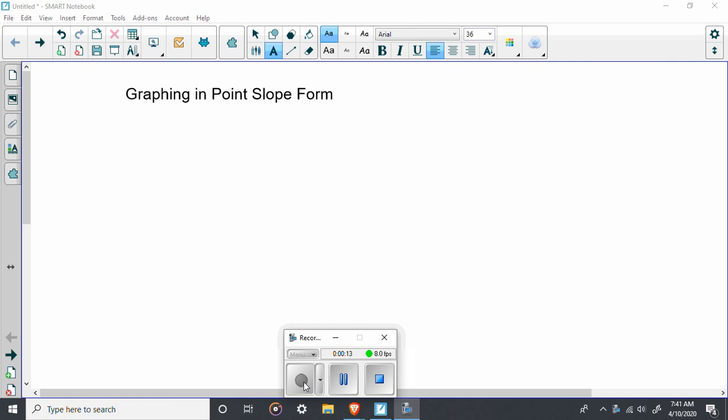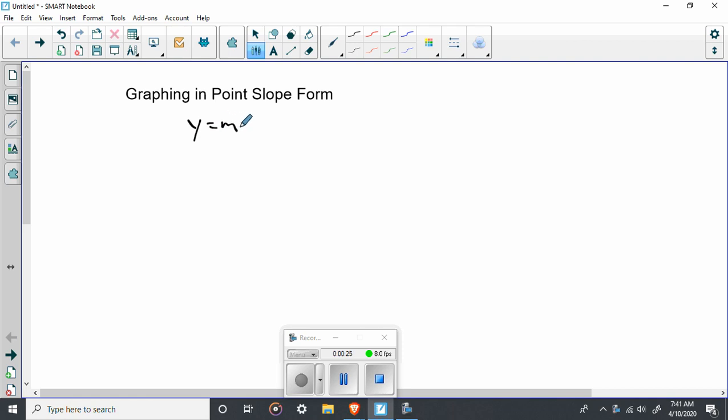So point slope form. The main three that we've gone over are slope intercept form, which we know pretty well, and standard form. And there is another one that I'm going to show you guys today, and that is what we call point slope form. It's y minus y1 is equal to m times x minus x1.